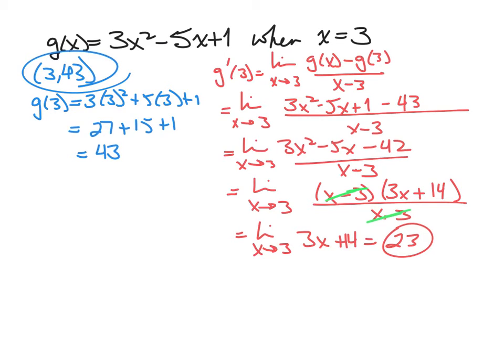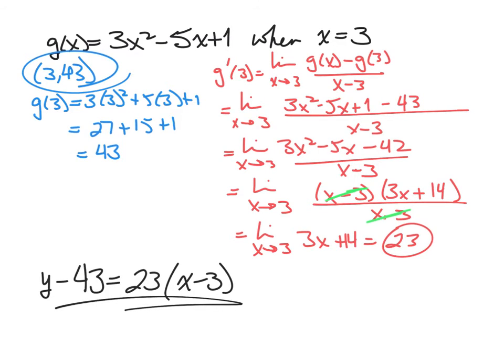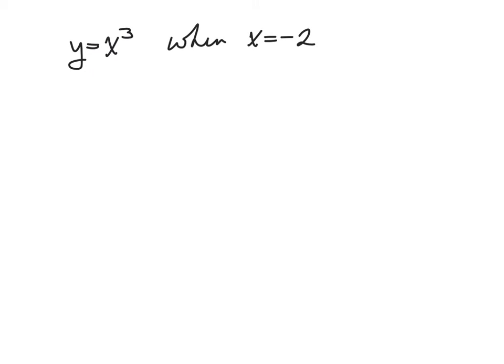So now we can write the equation of the line: y minus the y coordinate is equal to slope times x minus the x coordinate. And there's our tangent line. Let's try one more, one that's not quadratic. The idea is still the same.